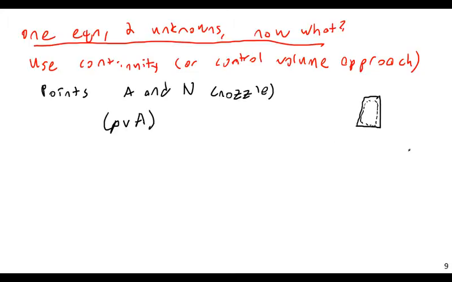Generally, if you don't recall, I use V with a bar on it, a capital V with a bar on it, for volume in this course. So rho times velocity times the cross-sectional area, this is the mass flow rate, for point A is going to be equal to rho times velocity times the cross-sectional area for point N.